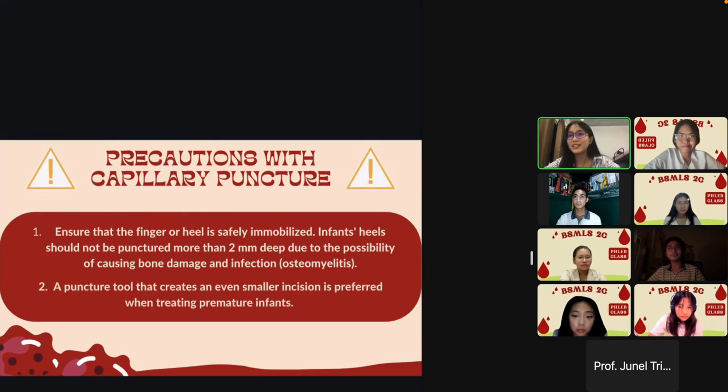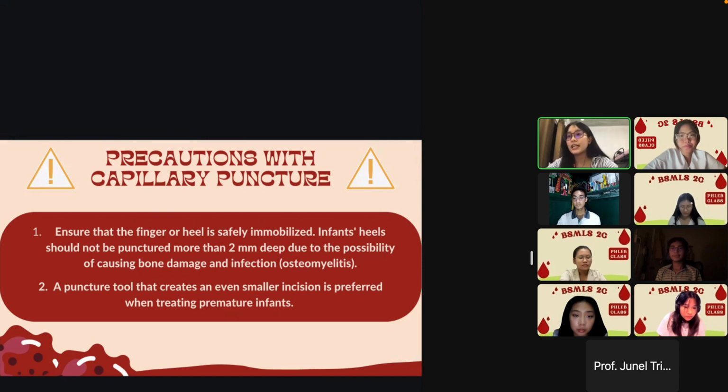Now let us proceed to the precautions with capillary puncture. Before we conduct a capillary puncture, after preparing your equipment, you should also know the precautions that come with it. So first, ensure that the finger or heel is safely immobilized. An infant's heel should not be punctured more than 2 millimeters deep due to the possibility of causing bone damage and infection.